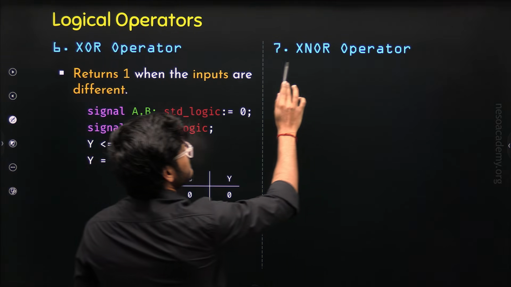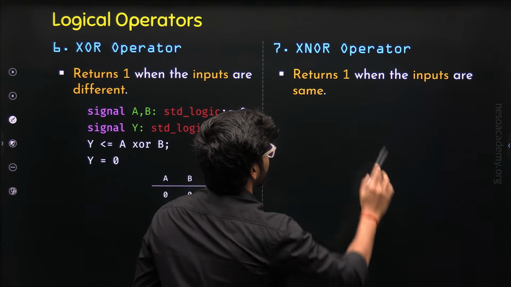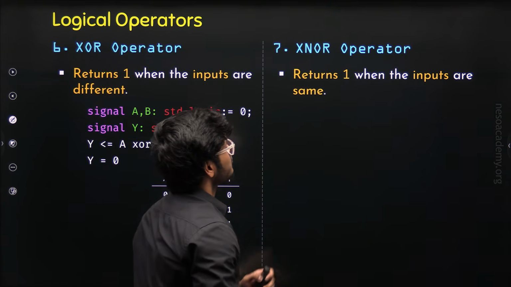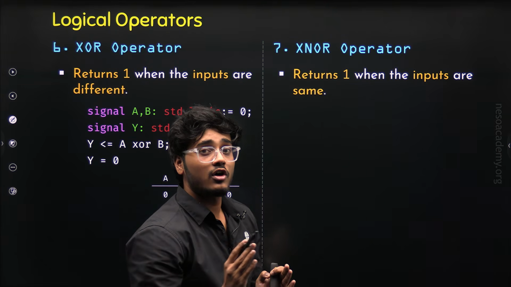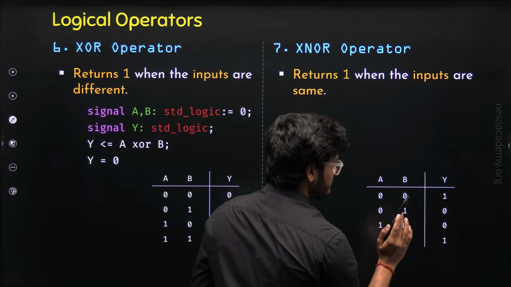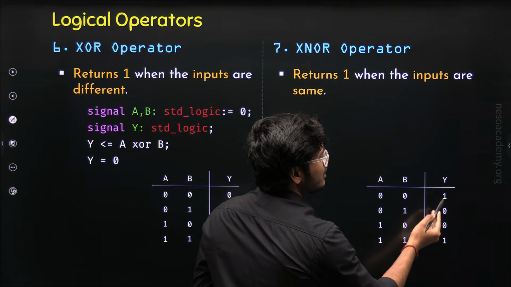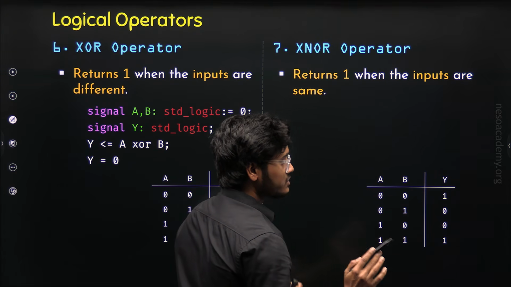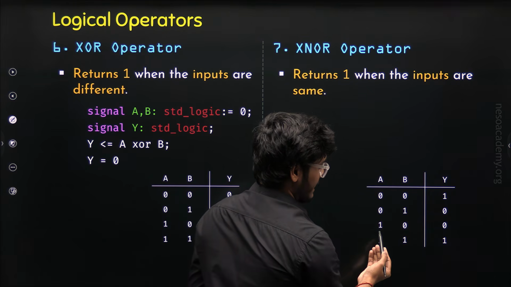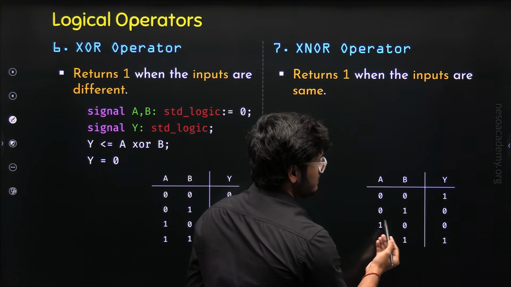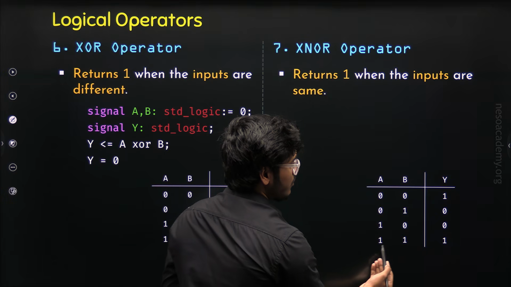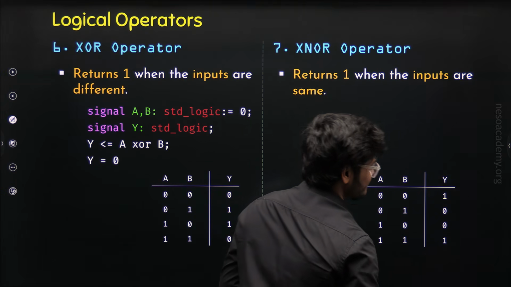Let's see XNOR operator. XNOR operator returns 1 when the inputs are same. So XNOR operator is opposite of XOR operator. When inputs are same, example 0 and 0, output will be 1. And when inputs are different, 0, 1, output will be 0. And again, when inputs are different, 1 and 0, the output will be 0. And when inputs are same, 1 and 1, the output will be 1.